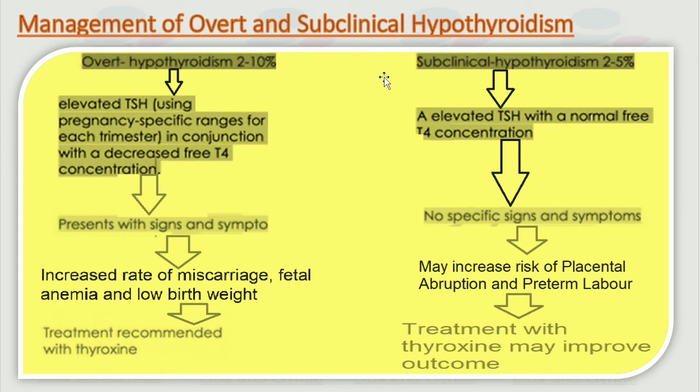If we have subclinical hypothyroidism, incidence is 2 to 5%, with an elevated TSH with a normal free T4 concentration, no specific signs and symptoms, and it may increase the risk of placental abruption and preterm labor. Treatment is with thyroxine, which may improve the outcome.